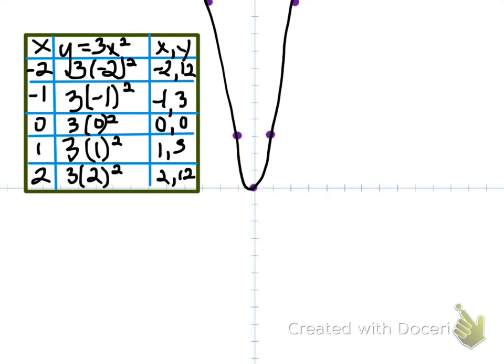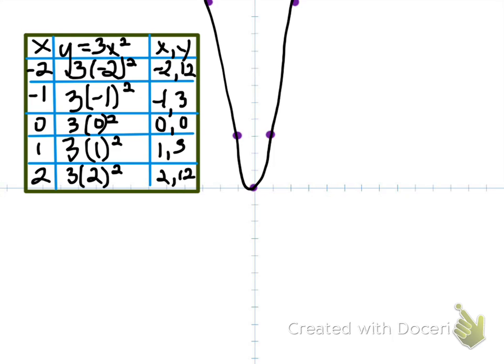Our next example, 0 squared is 0. And 3 times 0 is still 0. So we end up with 0, 0. Next is 1. 1 squared is 1. 3 times 1 is 3. So we end up with 1, 3. Our last one is 2, and 3 times 2 quantity squared. 2 squared is 4. 4 times 3 is 12. So we end up with 2, 12.